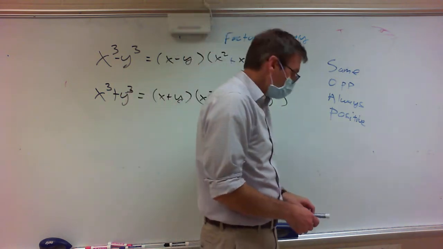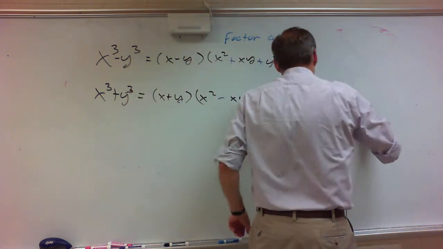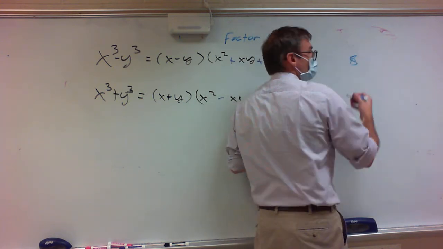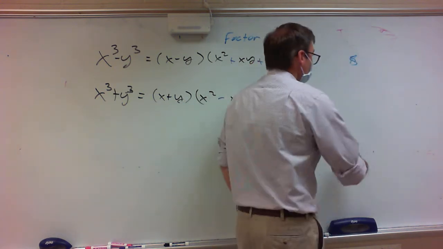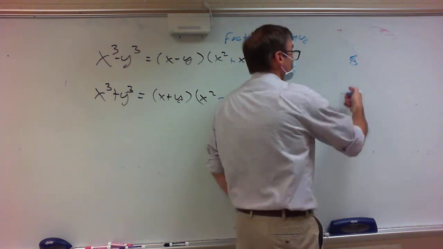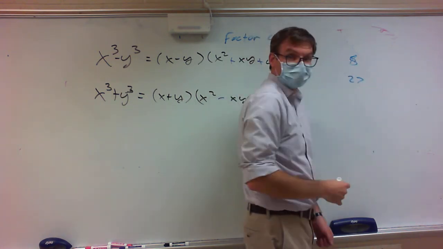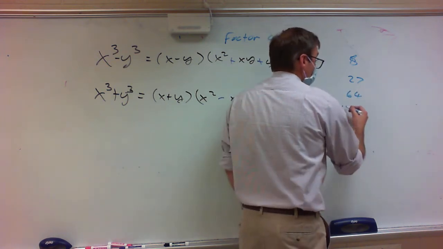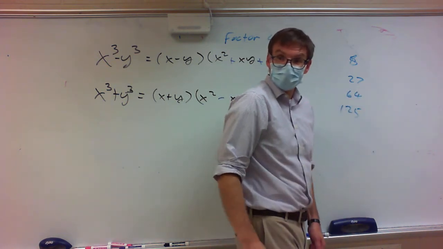As far as perfect cubes go, I expect you to know that 8 is a perfect cube, because that's 2 times 2 times 2, that's 2 cubed. I expect you to know that 27 is a perfect cube, that's 3 cubed. 64 is a perfect cube. 125 is a perfect cube.